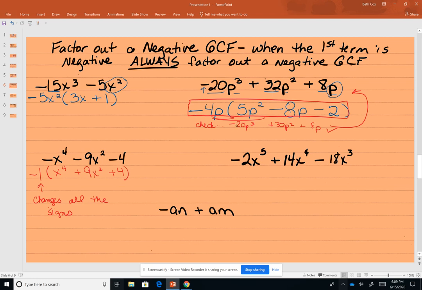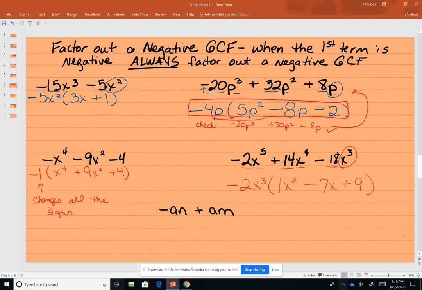All right, next one. We're going to take out a negative for sure. Let's check out our numbers. I think 2 is common. Check out our variables. Everybody's got x's, and the lowest power is a 3. Okay, so now let's divide this out. Negative 2 divided by negative 2 is a positive 1. X to the fifth, x to the second. It's going to be a negative 7x. It's going to be a positive 9. Multiply that back out to check to see if it's right. And there we go.